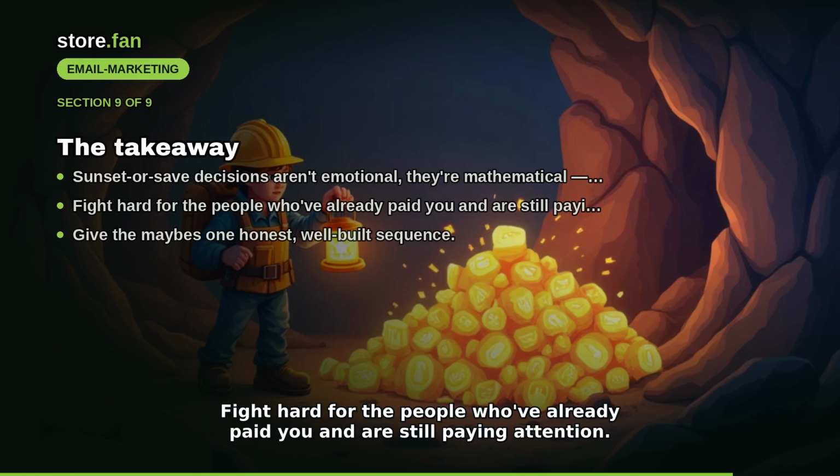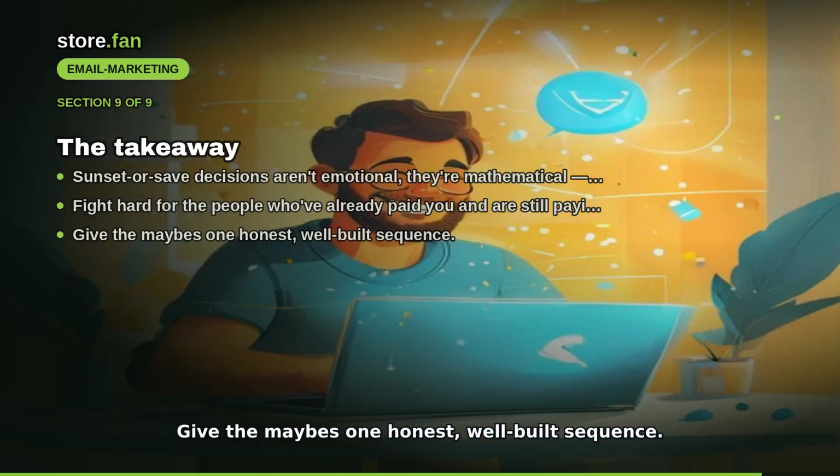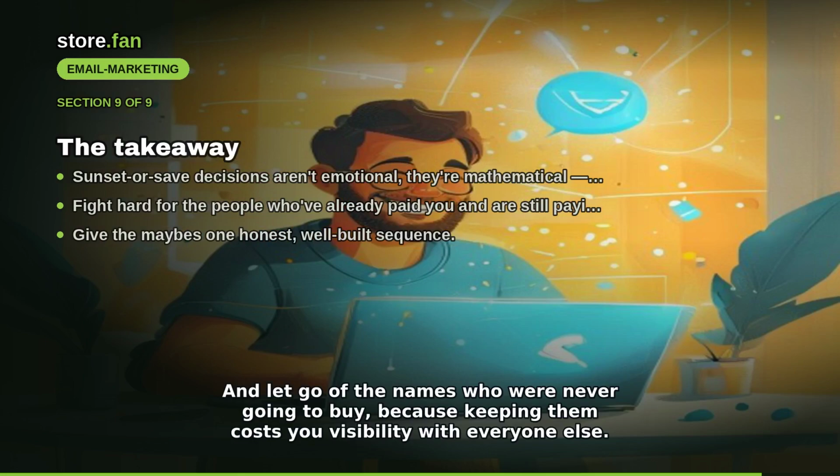Fight hard for the people who've already paid you and are still paying attention. Give the maybes one honest, well-built sequence, and let go of the names who were never going to buy, because keeping them costs you visibility with everyone else.